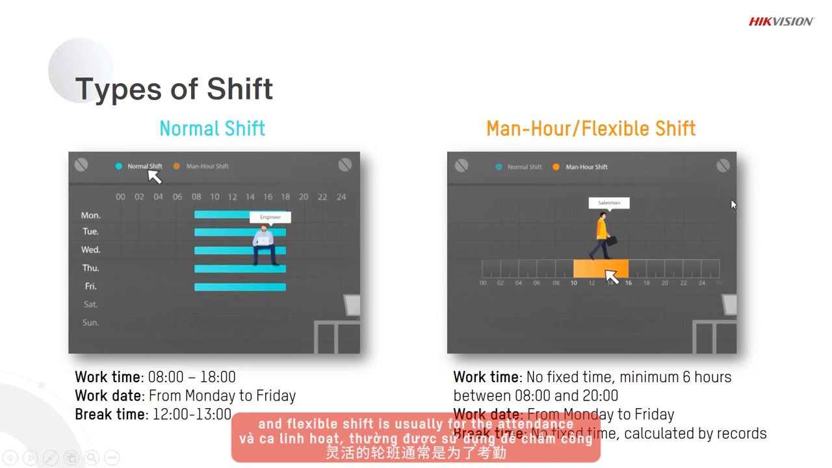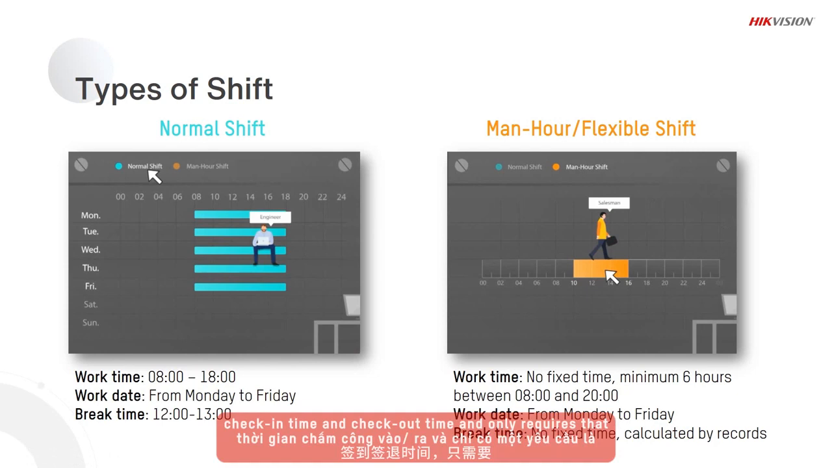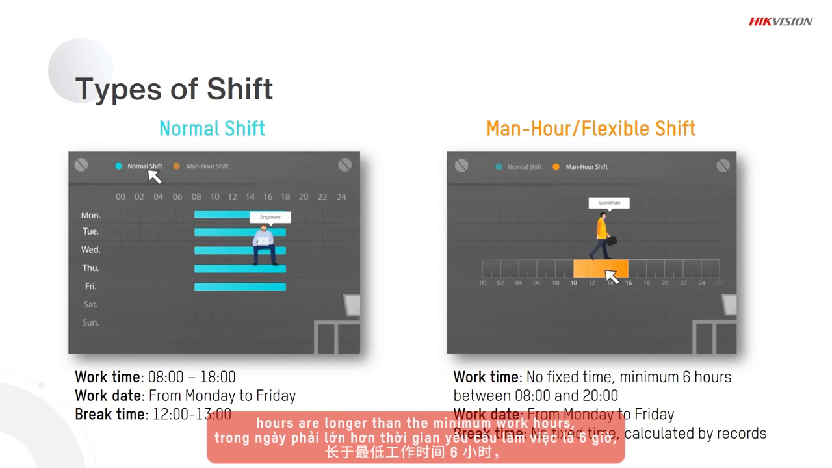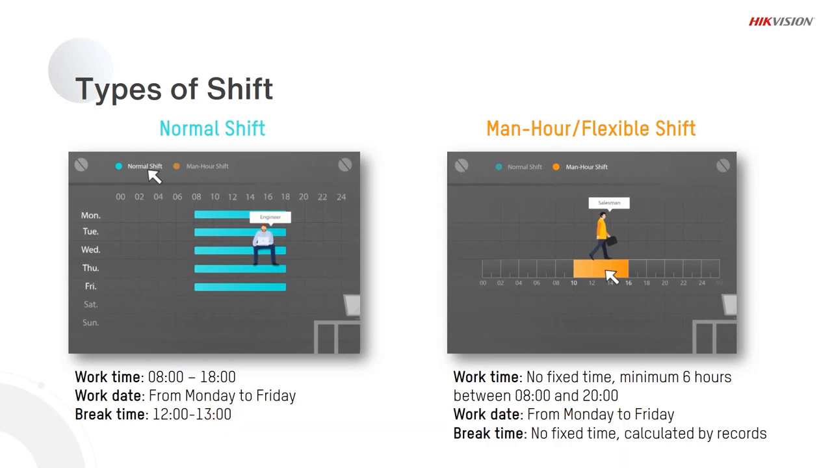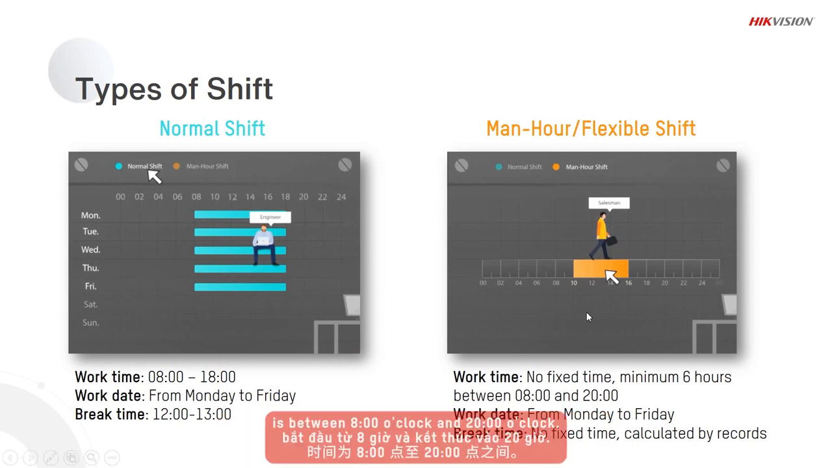And flexible shift is usually for the attendance with flexible schedule. Like the salesman in this demo, he is not required to have a strict check-in time and check-out time, and it only requires that the employee's work hours are longer than the minimum work hours, 6 hours, and the check-in and check-out valid duration is between 8 o'clock and 20 o'clock.